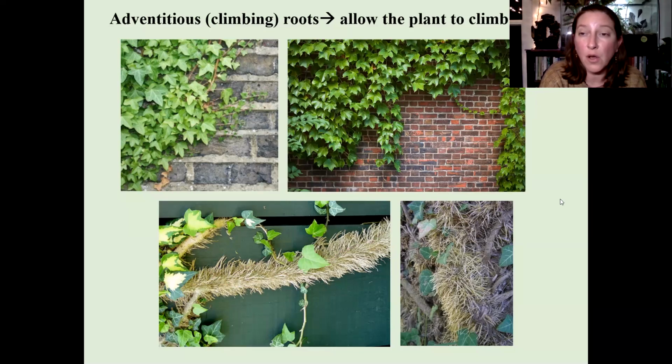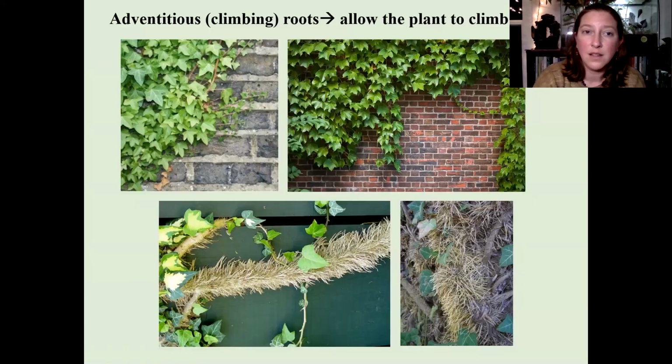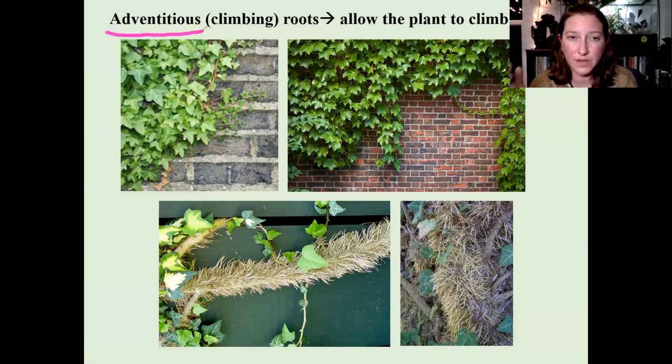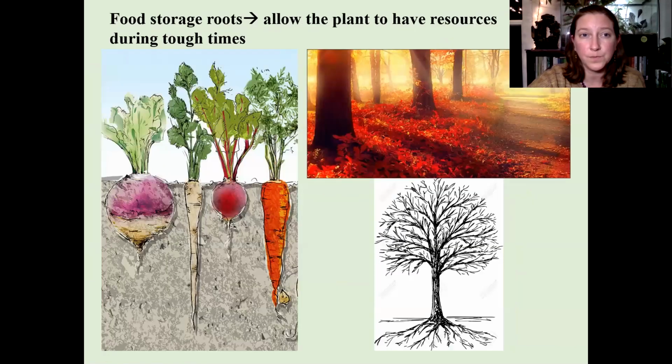So these are also adventitious roots, climbing roots. The word adventitious just means roots that come off the stem. Roots that come off the stem. So in the case of the ivy, the roots that come off the stem help the plant climb. In the case of the corn, the roots that come off the stem prop it up and provide it support. These we already talked about, right? Food storage roots.